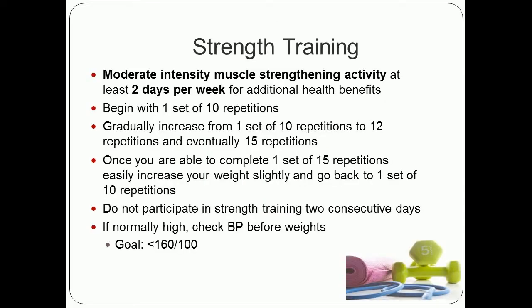Strength training: moderate intensity muscle strengthening activity at least 2 days per week for additional health benefits. Begin with 1 set of 10 repetitions. Gradually increase from 1 set of 10 repetitions to 12 repetitions and eventually 15 repetitions. Once you are able to complete 1 set of 15 repetitions, easily increase your weight slightly and go back to 1 set of 10 repetitions. Do not participate in strength training 2 consecutive days. If normally high, check BP before weights. Goal: less than 160/100.